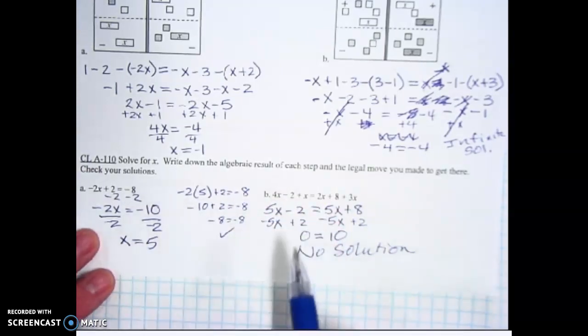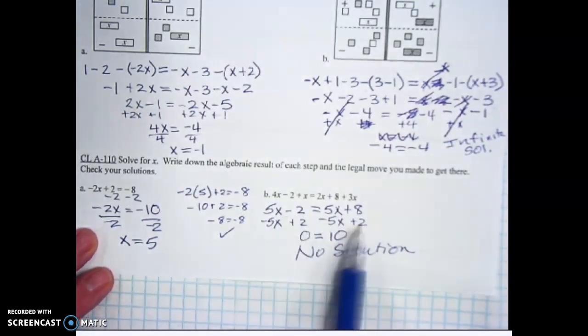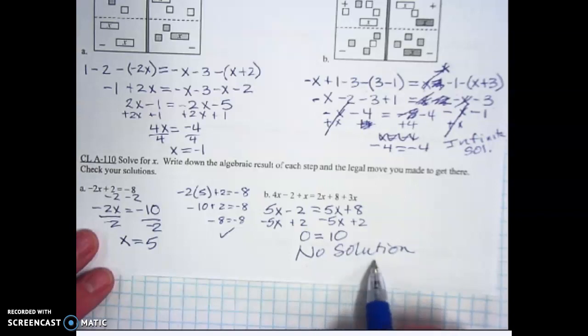Check. Part B, we got 5x minus 2 equals 5x plus 8. Subtract 5x from both sides. Add 2 to both sides and you get 0 equals 10. That's where you get no solution.